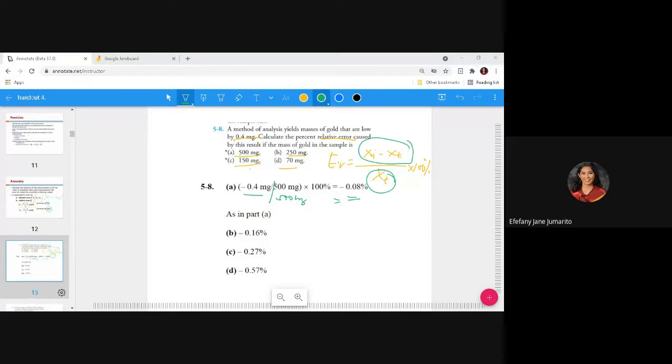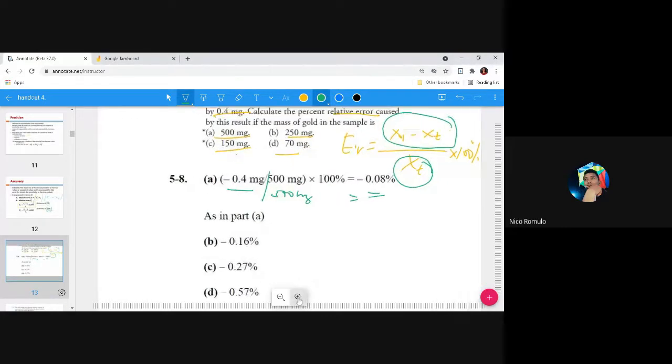0.57, ma'am. How did you do that? By following the formula, ma'am: 0.4 divided by x sub t, which is 70 milligrams, times 100%. Okay, so that is 0.57. Did you try that with your calculator? Yes, ma'am, I got 0.57. All right, so that's it.